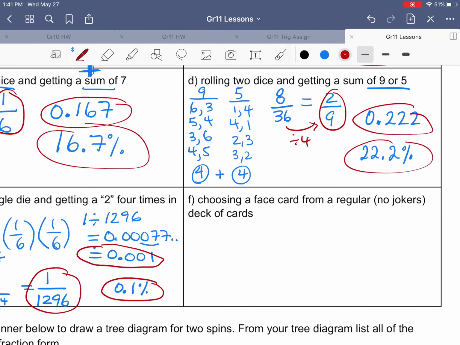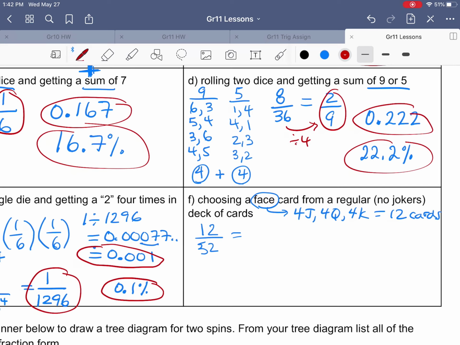Okay, our last one of this type. What is the probability of choosing a face card from a regular, no jokers deck? So a face card. Face cards are kings, queens, and jacks. So in a deck, we have 4 jacks, 4 queens, 4 kings. And so in total, that's going to give us 12 cards. So this is a regular deck without the jokers, so we get 12 out of 52.